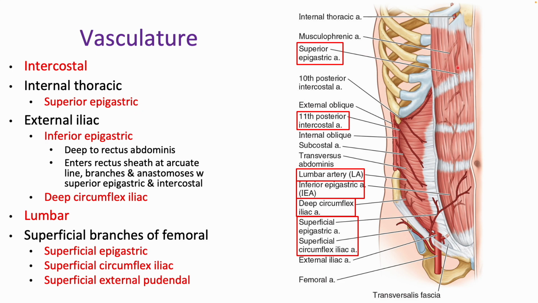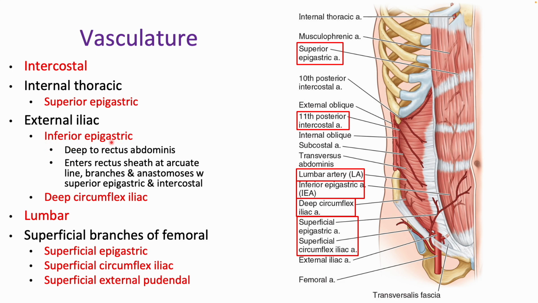And that's pictured here. So our superior epigastric is going to come down and anastomose with the inferior epigastric, which is a branch of the external iliac. So that's going to be deep to our rectus abdominis. We're going to have our superior epigastric and our inferior epigastric that are going to come together and meet.